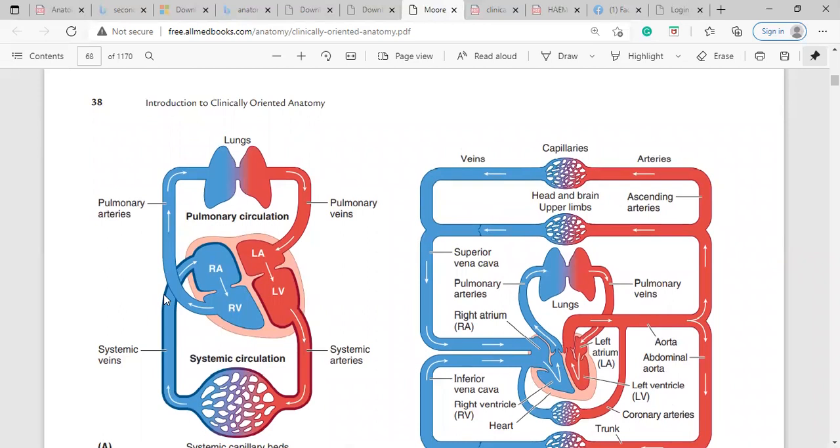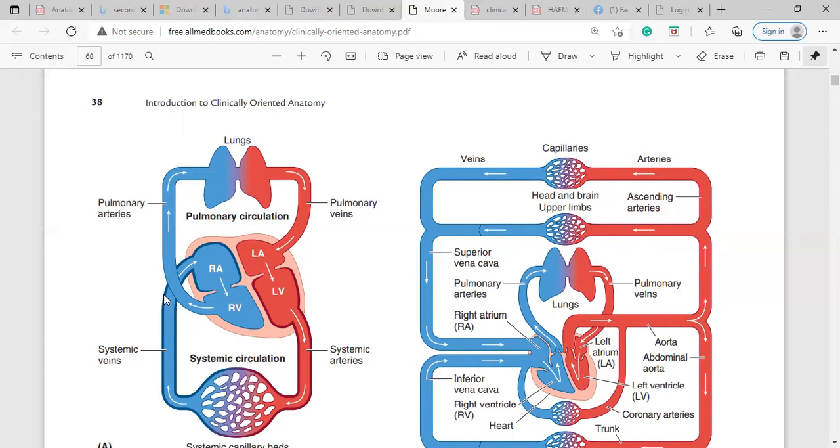So tell me, what is the pulmonary circulation? How would you explain pulmonary circulation? Where does it start from and where does it end? The pulmonary circulation starts from the right ventricle, and then it goes through the pulmonary arteries to the lungs, and then it ends in the left atrium. In the left atrium, good. Now, tell me about the systemic circulation. The systemic circulation is from the left ventricle, then passes through the systemic arteries, then to the systemic capillaries, then ends in the right atrium.